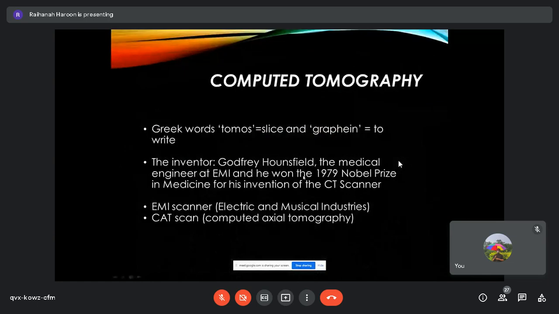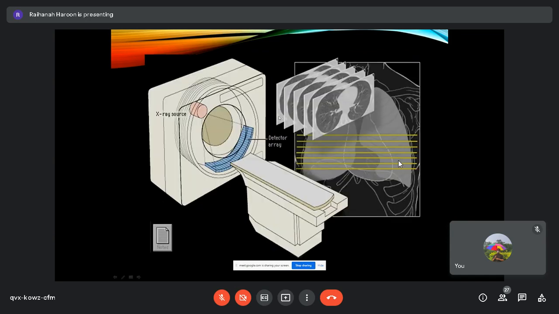But the reason the image is here is that the person who invented the CT machine was actually from an electrical and musical industry background. Mr. Godfrey Hounsfield is still an engineer, a medical engineer, but he was previously at EMI, and he won the Nobel Prize for inventing the CT scan. So this is a setup of a CT scan.